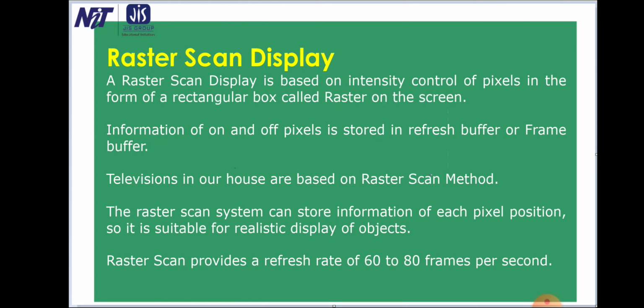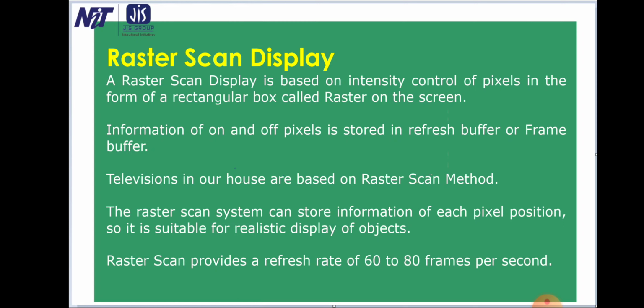In case of the realistic display property, the capability of raster scan system to store intensity values for pixels makes it well suited for realistic display of scenes containing shadow and color patterns. Random scan systems are designed for line drawing and can't display realistic shaded scenes.